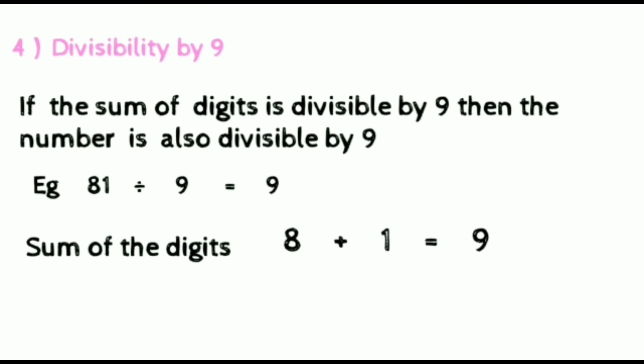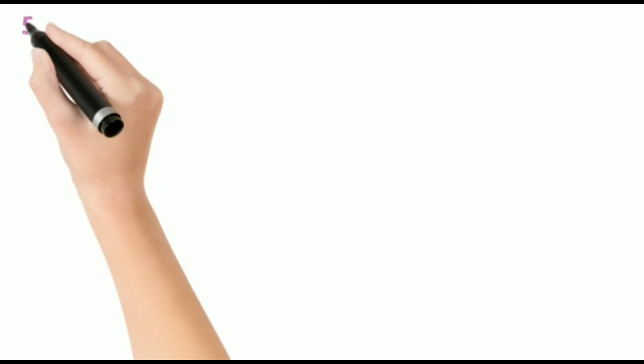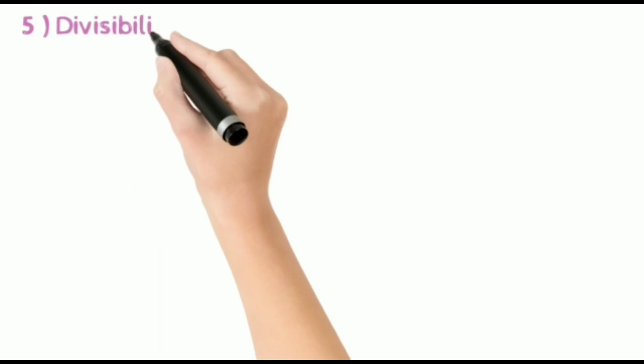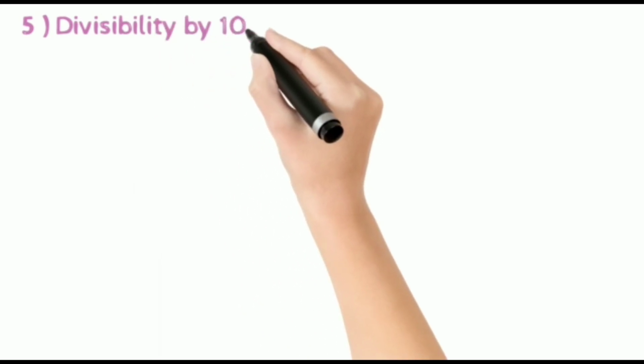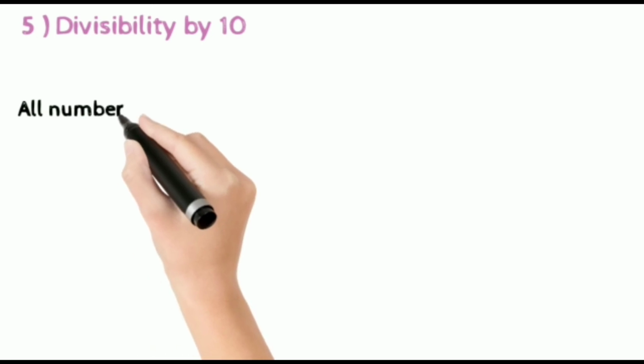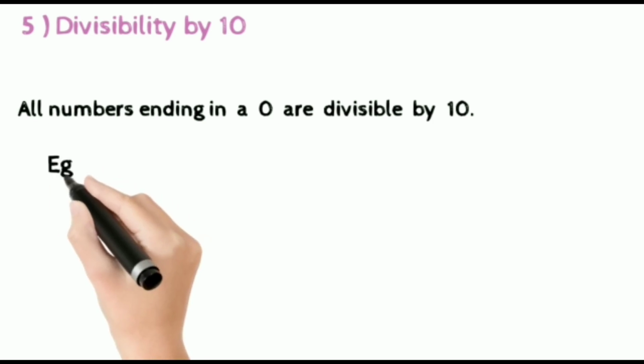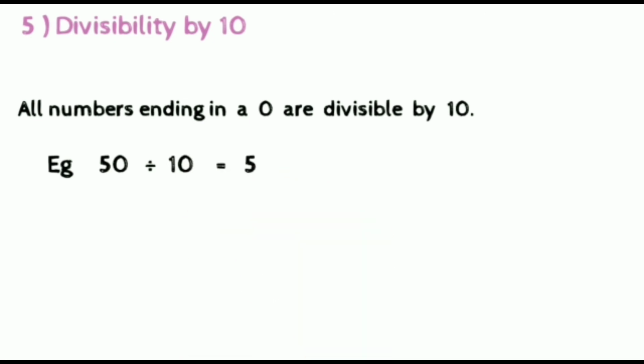Next rule, divisibility by 10. It is very easy to find out. All numbers ending in 0 are divisible by 10. You know that it can be divisible by 5 also. Example, 50 divided by 10 equals 5. You know that 10 fives are 50.